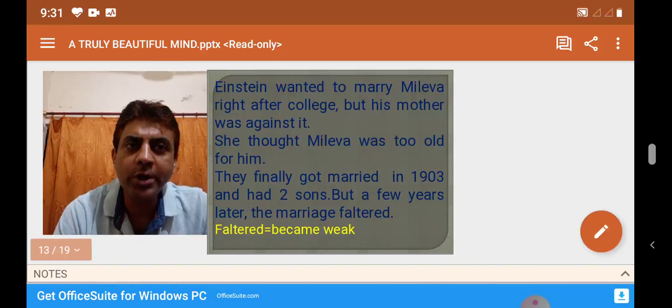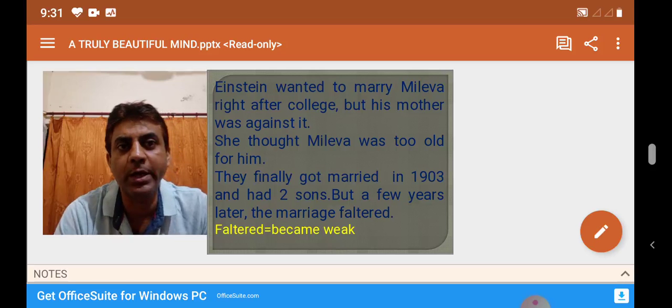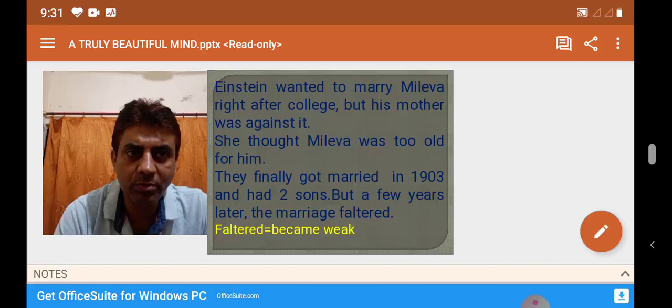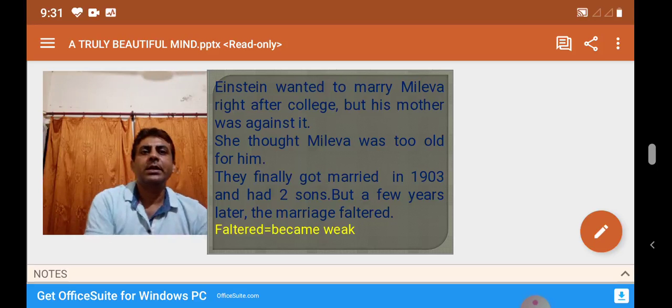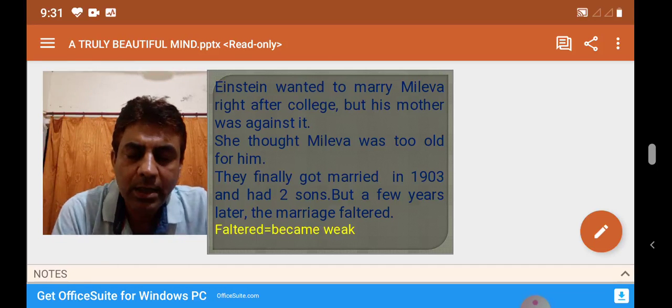Einstein wanted to marry Mileva right after college, but his mother was against it. She thought Mileva was too old for him. They finally got married in 1903 and had 2 sons, but a few years later the marriage faltered. Faltered means became unsuccessful.